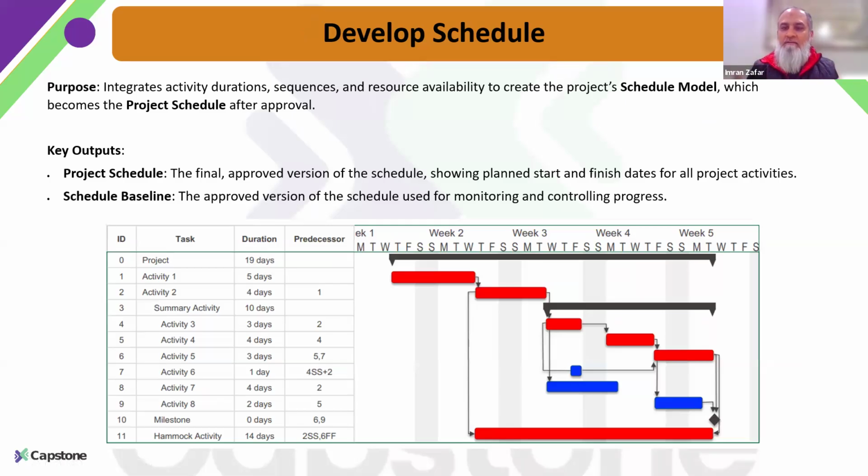So this will give us our complete project schedule. Once it is developed, we review it with our sponsor, our stakeholders, maybe the steering committee if required, and once they approve it and it is acceptable to them, that becomes our schedule baseline, and then we start following it as we go into the execution part of the project.